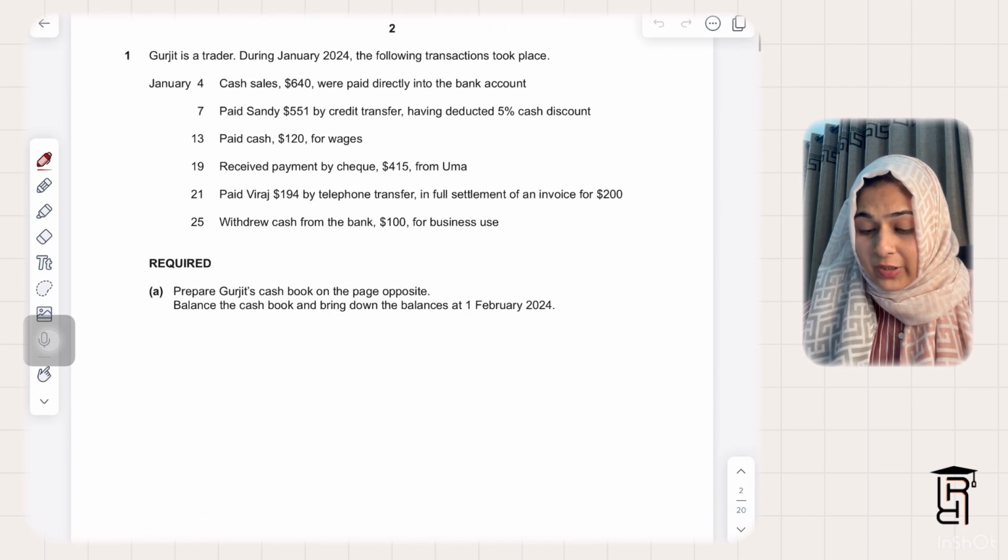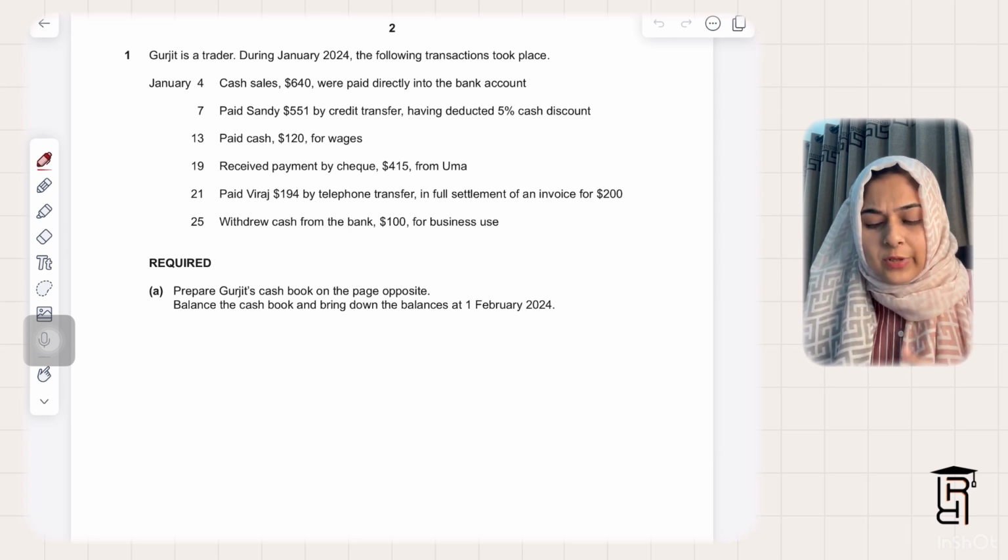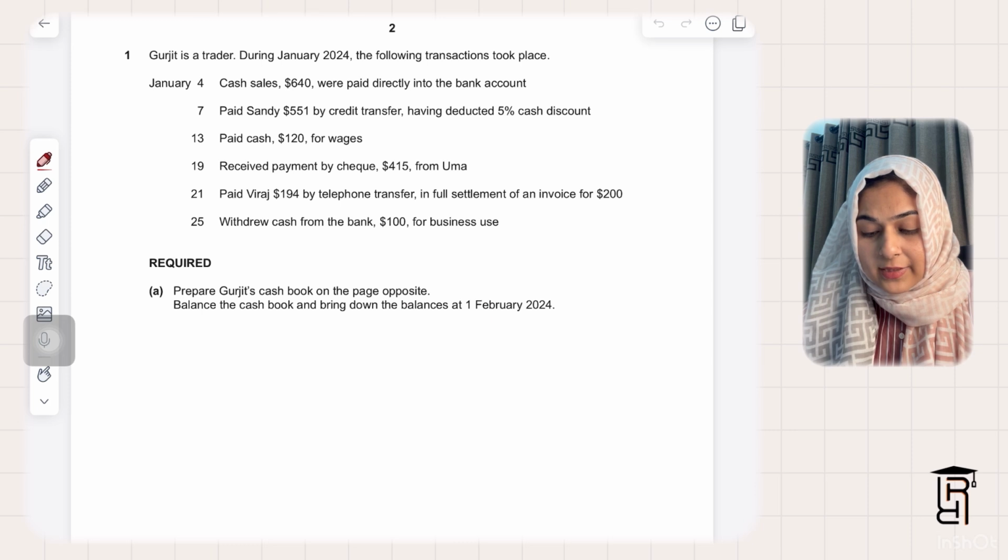Question number 1 is based on 3-column cash books and it is pretty simple. We'll just read the question together. Gurjeet is a trader. During January 2024 the following transactions took place.